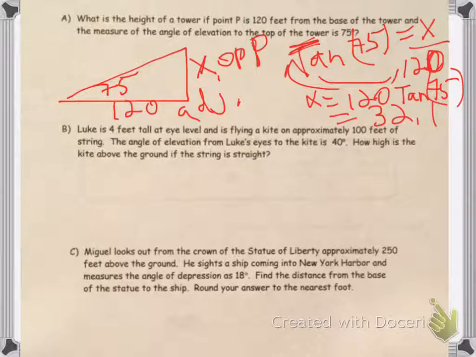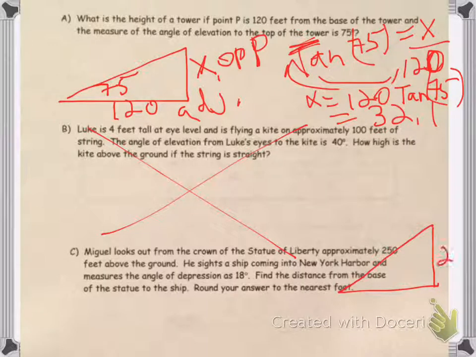This is the one I crossed out on the paper. If I go now down to C, it says Luke looks out from the crown of the statue, approximately 250 feet above the ground. He sights a ship coming into the harbor and then measures the angle of depression. Recalling that the angle of depression is actually the same thing as the angle of elevation, we're going to follow the angle of elevation.